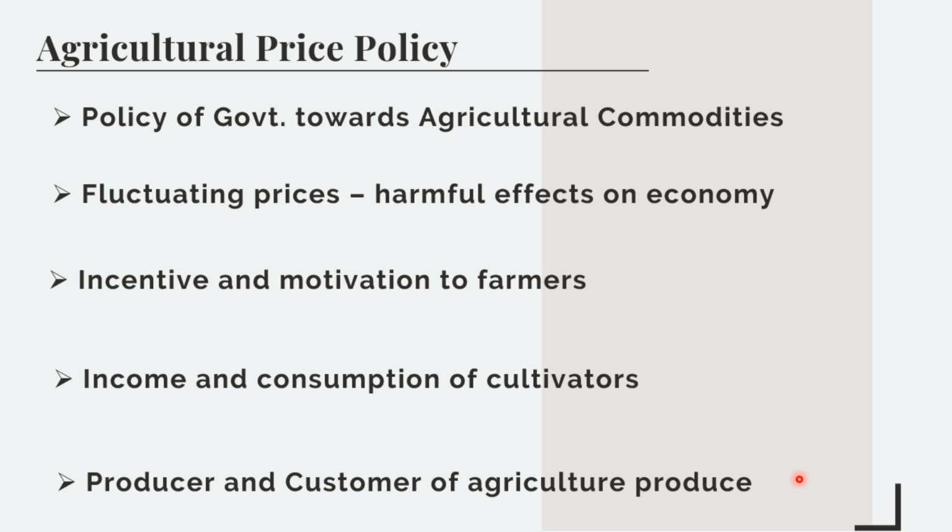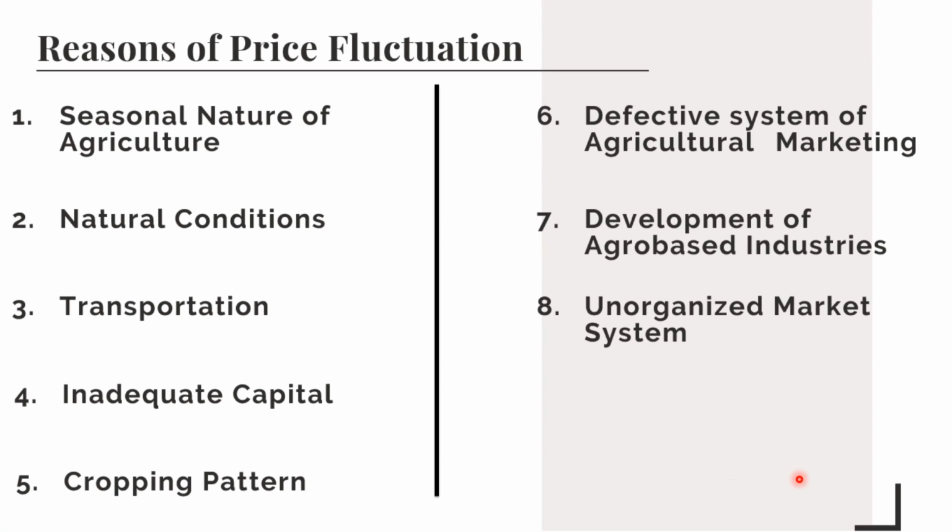Now we will see what are the reasons behind the fluctuating prices of agricultural commodities. What are the reasons why the prices of agricultural commodities fluctuate continuously in the market? Let us try to understand these reasons with the help of 8 points. The very first point is that the seasonal nature of agriculture is responsible for price fluctuation.